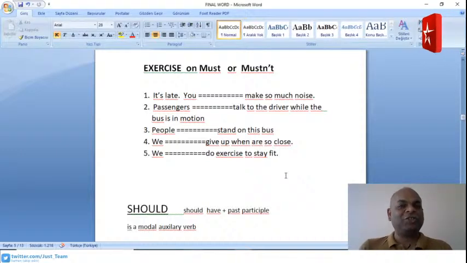And we're going to talk about should and definitely about shouldn't, and do an exercise together, followed by verbs which confuse each one of us, including me sometimes.